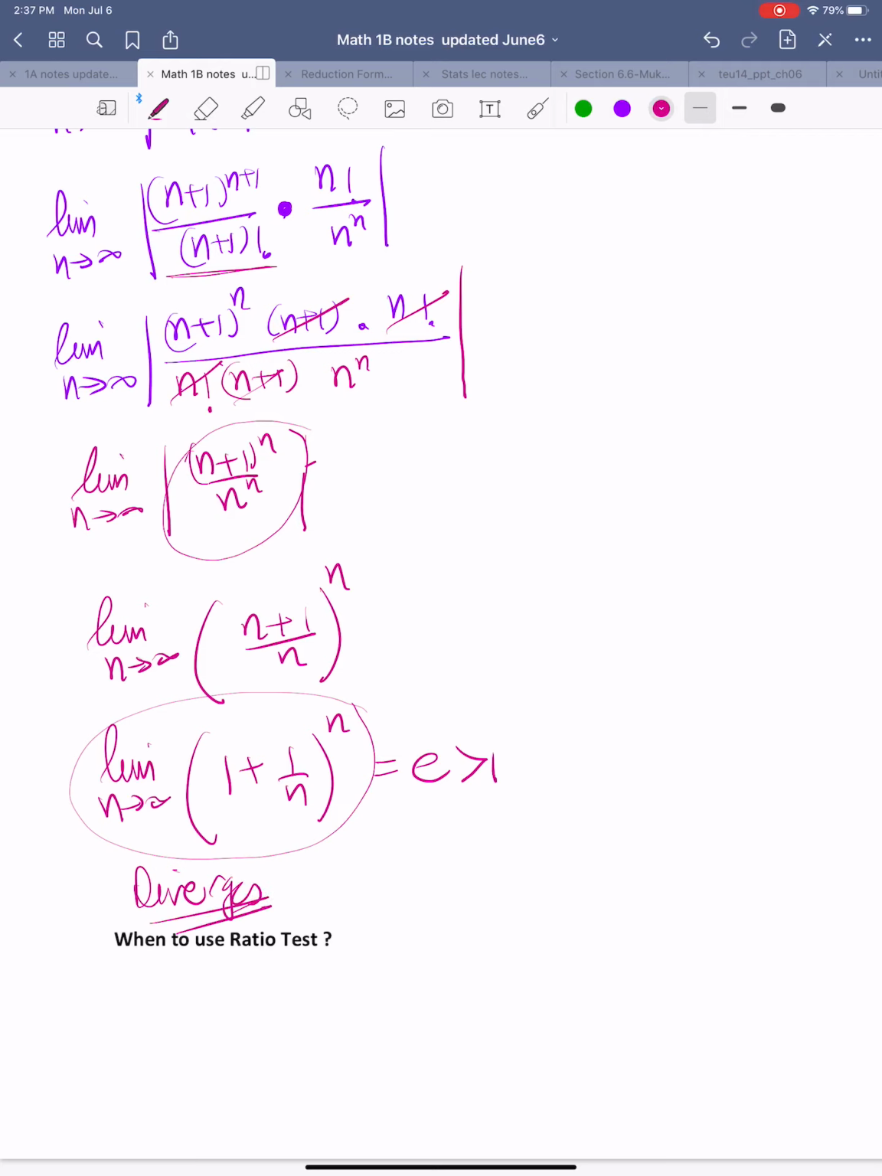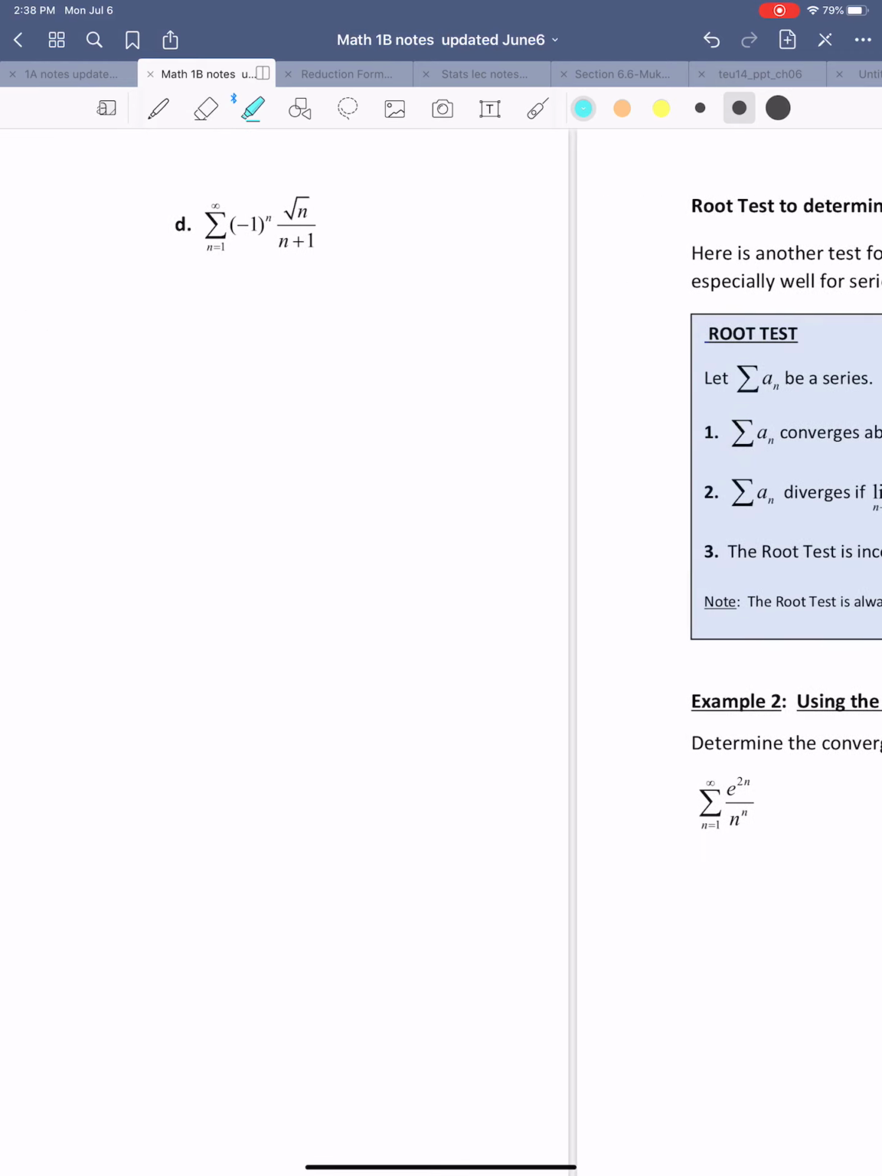Ignore what I said earlier about the top and bottom being the same degree. They're not the same degree, because they are raised to the power n. They're not rational functions, they're exponential functions. That's why you cannot use the rational function rule here. This limit is equal to e, and e is greater than 1. We know e is approximately 2.7, so we can say this series diverges.